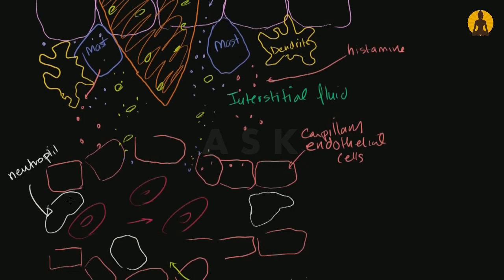They start kind of rolling along the wall right here. That's called marginization. They roll along this wall, and eventually they kind of stick to the wall, they adhere to the wall, and then eventually they squeeze through these gaps in the capillary wall. This is called diapedesis or extravasation. Sometimes it's called emigration. These are all fancy words, but essentially it's just squeezing through the wall. So that's the neutrophil right there.